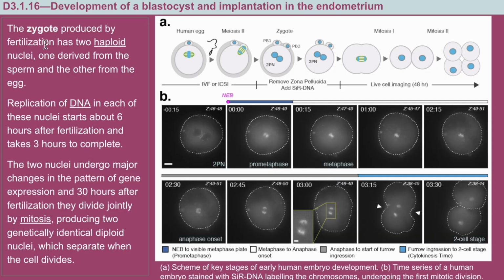So here we now have a zygote. We had 2 haploid nuclei, a haploid nucleus from the sperm and one from the egg. We've now fused them through fertilization and produced a zygote. What happens next? Well, we're going to have replication of DNA, and that's going to start about 6 hours after fertilization and takes about 3 hours to complete. The 2 nuclei undergo major changes in the pattern of gene expression. About 30 hours after fertilization then, they end up dividing jointly by mitosis, providing 2 genetically identical diploid nuclei, which separate when the cell divides.